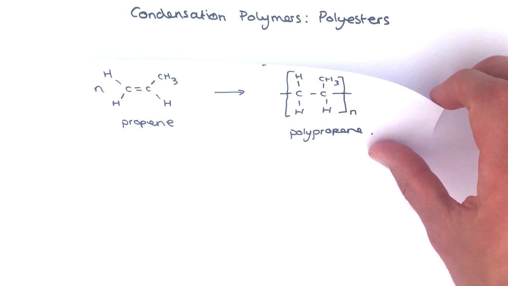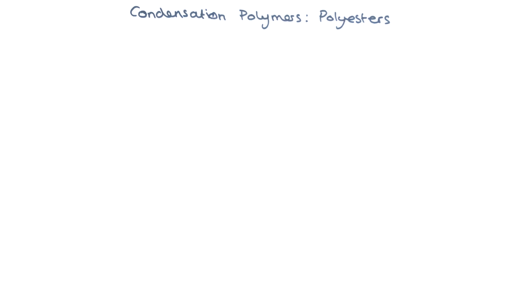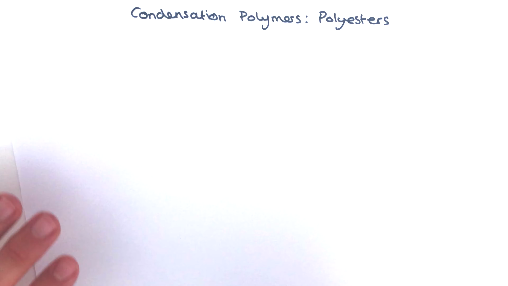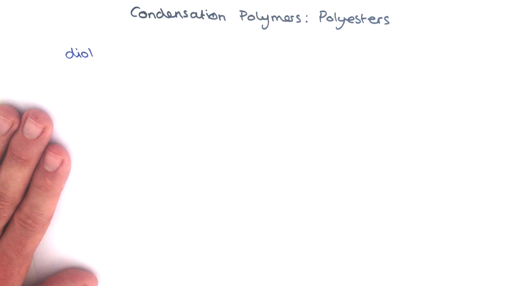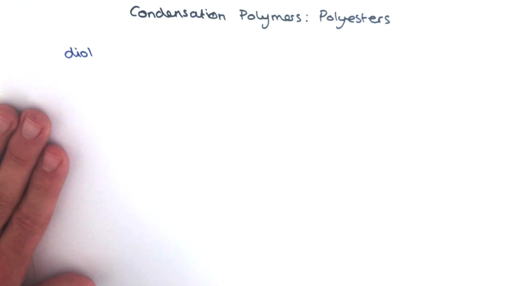Now in condensation polymerization, it's slightly different because you have two different monomers. They'll form together to make one polymer, but also you get a waste product, a small molecule that's being lost in this reaction. So if you can remember from esters, you'll need an alcohol and a carboxylic acid. Now the difference with a polyester is that you need a diol. So you need an alcohol with two OH groups on it.